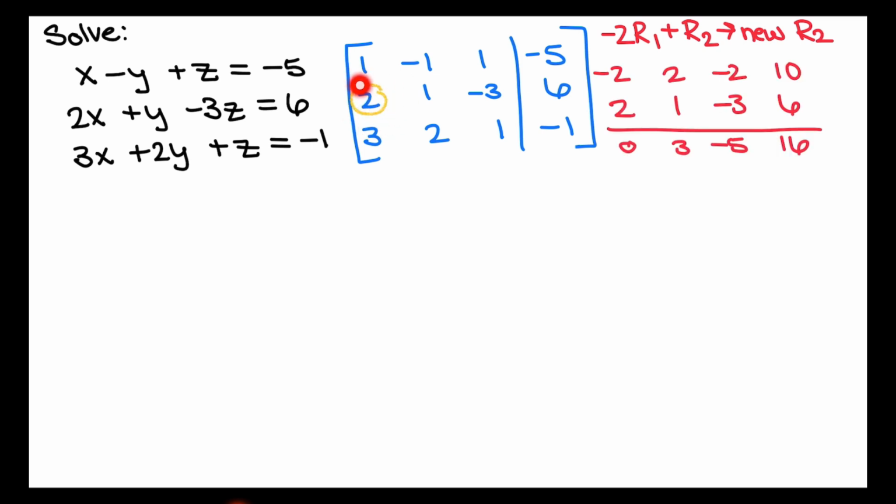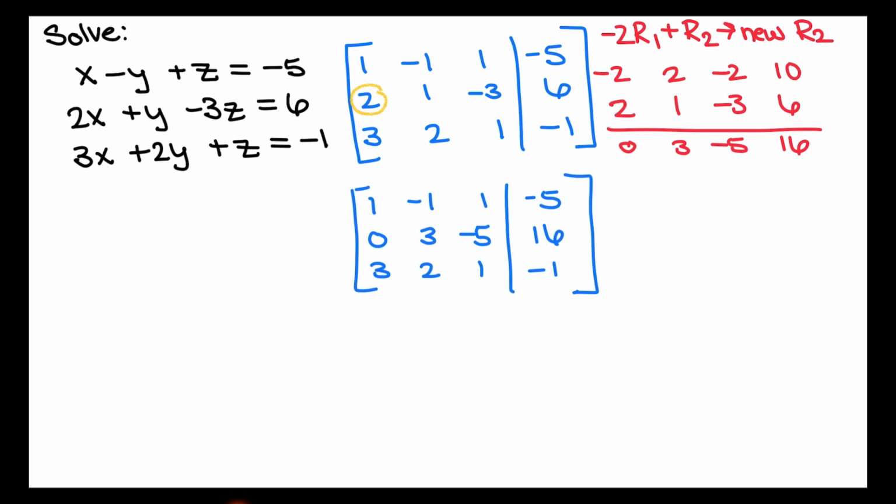Okay, so row 1 times -2 should be -2, +2, -2, +10. And then I'm going to take row 2 and just copy that down: 2, 1, -3, 6. I add those numbers together. I get 0, 3, -5, and 16. And I'm going to take that result and put it into my matrix. So first and third rows stay the same. And the second row is now 0, 3, -5, 16.